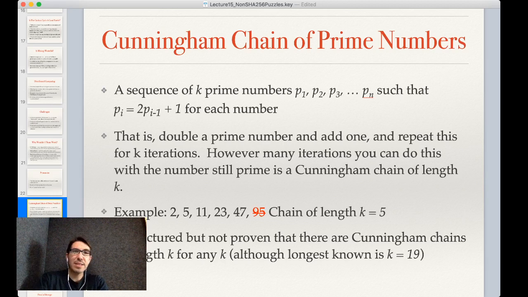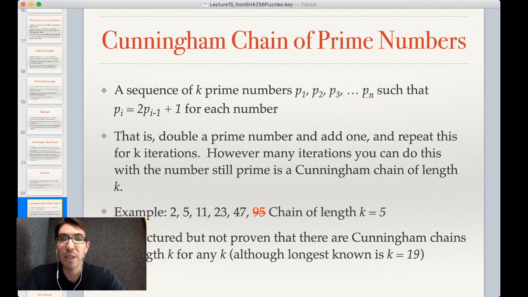So, for instance, 2 is a prime number. If we double it and add 1, we get 5. 5 is a prime number. Double it and add 1 and get 11. Prime. Double that and add 1, we get 23. Prime. Double that, add 1, we get 47. Prime. Double that and add 1, we get 95. 95 is divisible by 5, and so it is not prime. So here we can see, starting at prime 2, we have a Cunningham chain of length k equals 5.